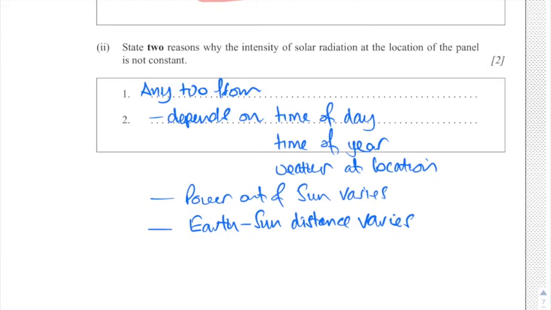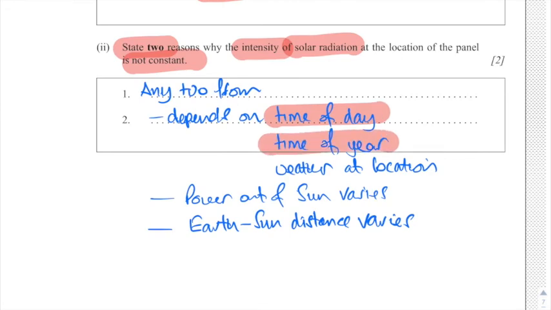Part 2 of this is asking you to just state 2 reasons why the solar intensity, the intensity of solar radiation, is not a constant. Any 2 from this long list are fine. So you could mention that it depends on the time of day, depends on the time of year, that it depends where you are in the world, depends on the weather at the location. You could mention things like clouds. Also, other marks come from the power of the sun actually varying, and also the Earth-Sun distance varies, which would change the intensity received.